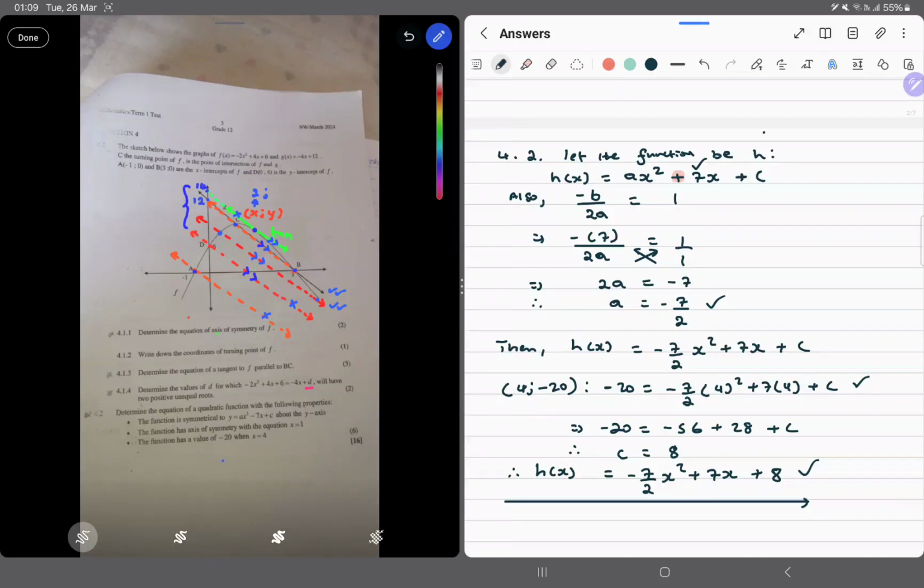Maybe this expression is a mark. 1, 2, 3, 4, 5. Where will the last one come from? Maybe we say it is the 8. Anyway, that is how you get the 6 marks, guys.